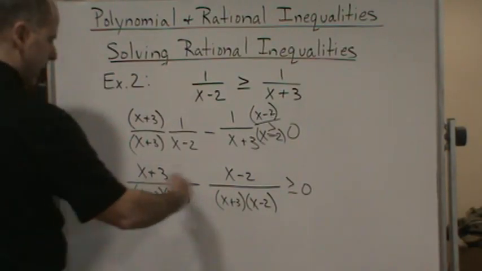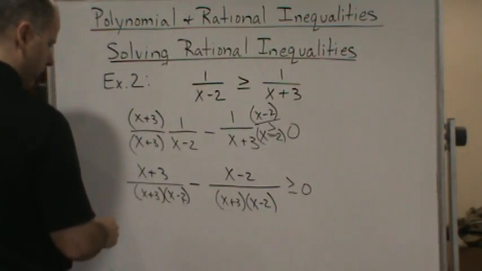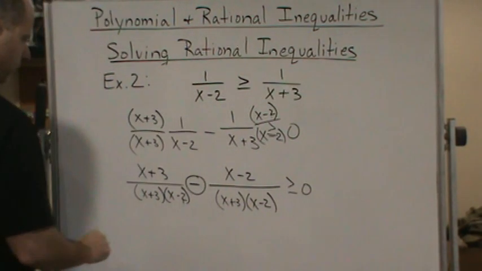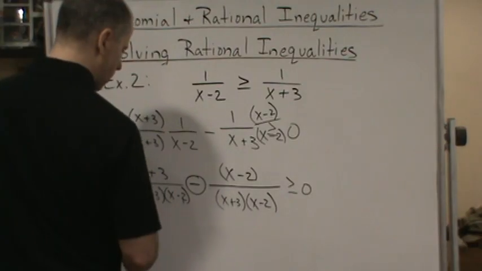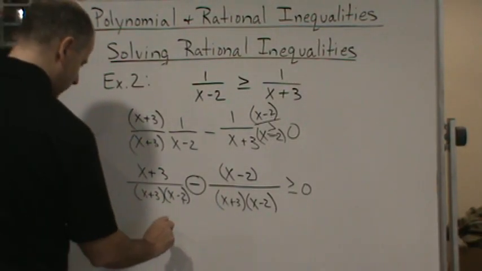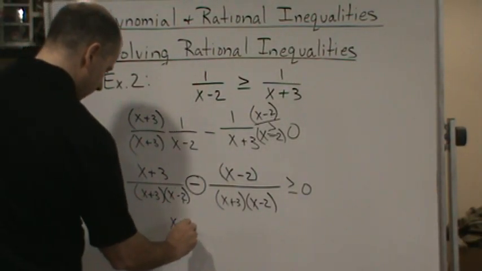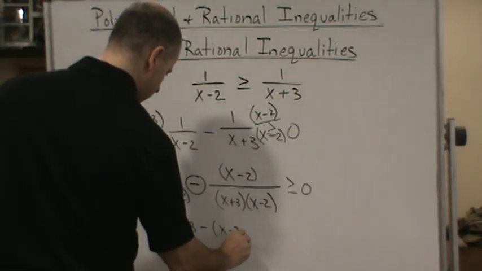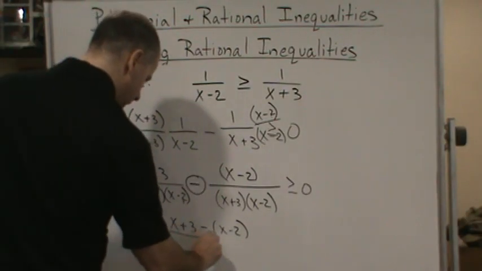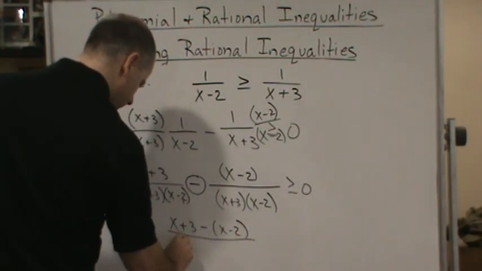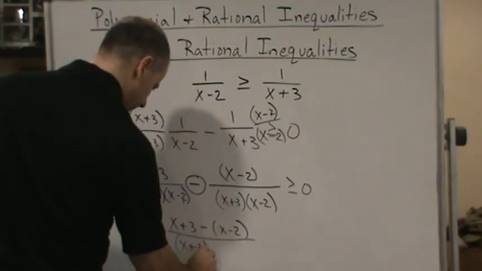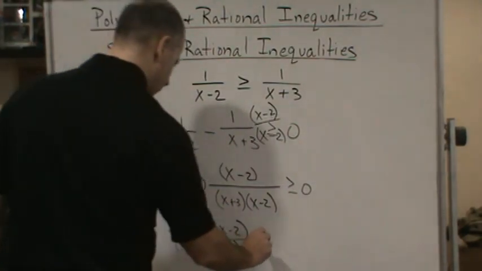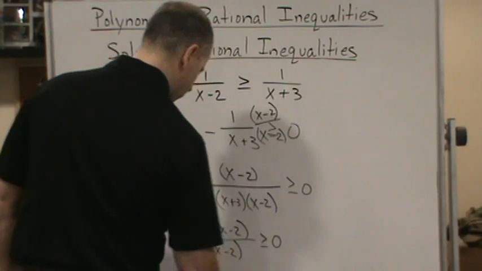So now I can combine them into one fraction. And again, pay attention to the subtraction here, because we're going to subtract this whole thing. So it's going to be x plus 3 minus x minus 2 all over x plus 3 times x minus 2 greater than or equal to 0.